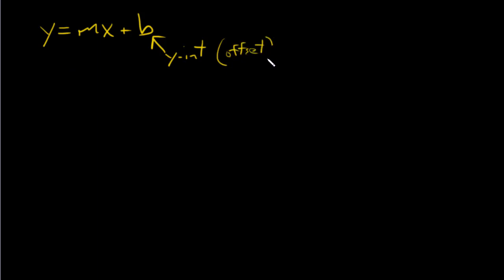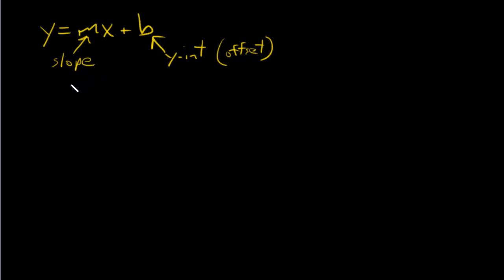Let's start off with an equation that describes a line. So maybe we have y equals mx plus b, where b is our y-intercept. It's where the function crosses the y-axis. Another word for that would be your baseline or your offset. And then our m is going to be the slope of the line.